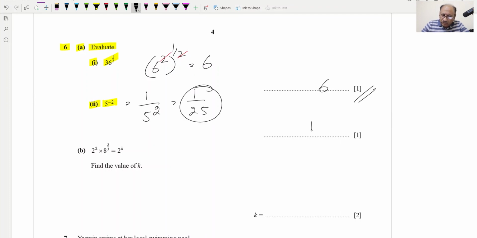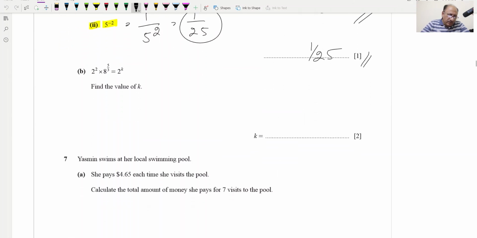So 1 over 25 will be our final answer for this 1 mark part. And B part is saying 2 raised to the power 2 into 8 raised to the power 5 by 3 is equal to 2 raised to the power k, and we have to find the value of k.